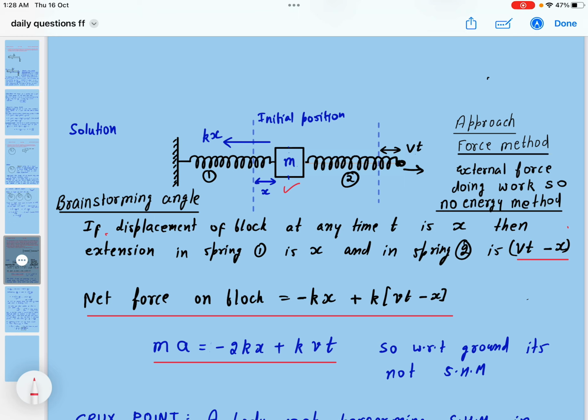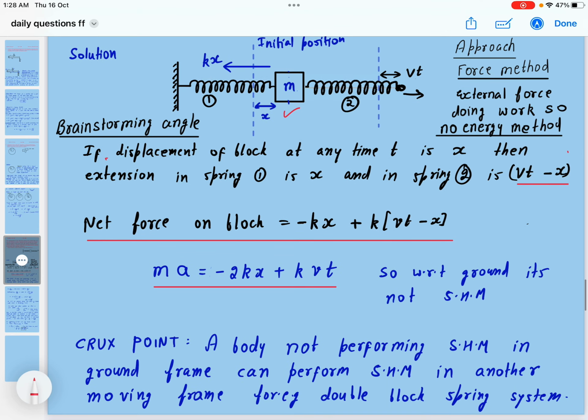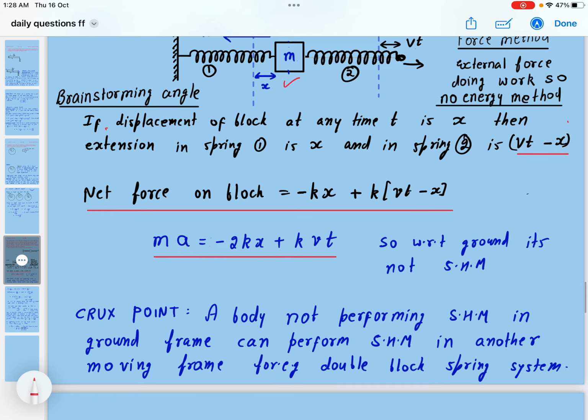Just like in our double block spring system, the blocks do not perform SHM with respect to ground, but those blocks perform SHM with respect to the center of mass, right? The center of mass can be moving or stationary, that is another thing. But yes, these blocks can perform SHM with respect to a moving frame. The same thing is applicable here also. So that is our crux point, the most valuable point of the question, and we need to keep that in our mind.